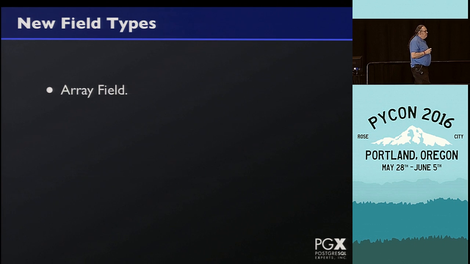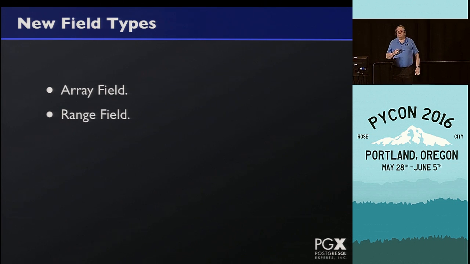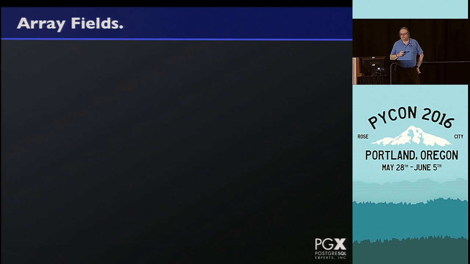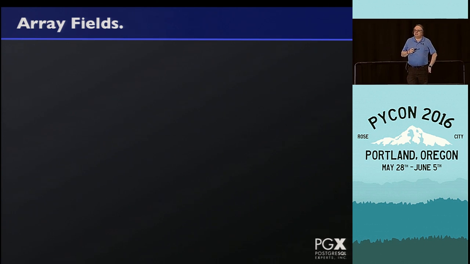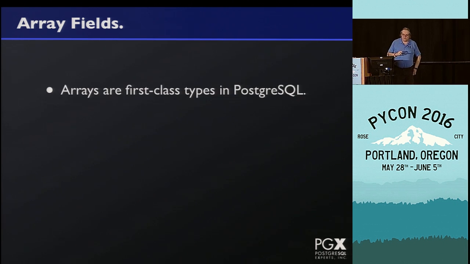Okay, now to the good stuff. The Postgres extensions in 1.8 and 1.9 introduced ArrayField, RangeField, HStoreField, and JSONField. Array fields, now arrays are first-class types in Postgres. You can have a single column that is an array. This was an underused feature in Postgres, especially in the Django world, because there was no real easy way of doing that. No excuse anymore. Now we have them as first-class fields.